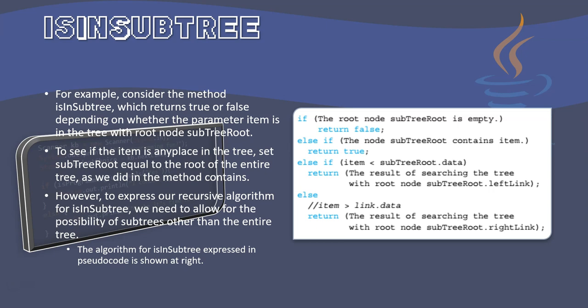And of course, here is that pseudocode. We have an if statement that first checks to see if the tree is empty, in which case we return false. If it contains the item, it returns true. If that item is less than the data, we return the result of searching that tree from the left link. And then we have an else statement, which effectively means the item has to be greater than the linked data, and it gives the result of searching the tree with the subtree's right link.